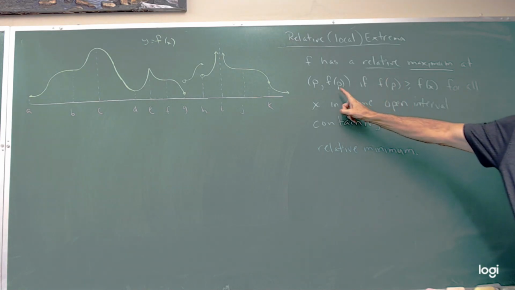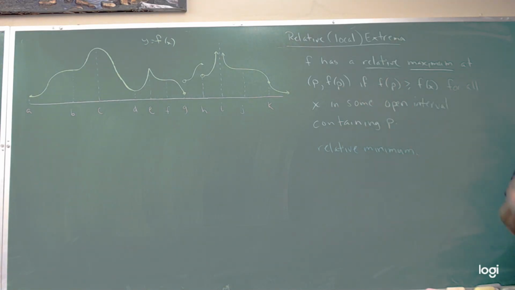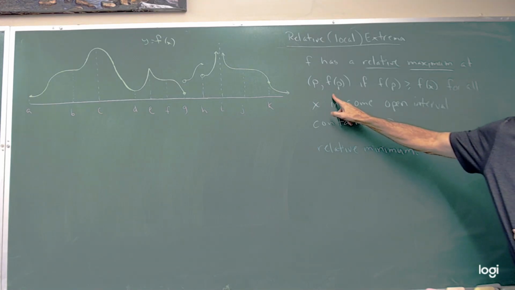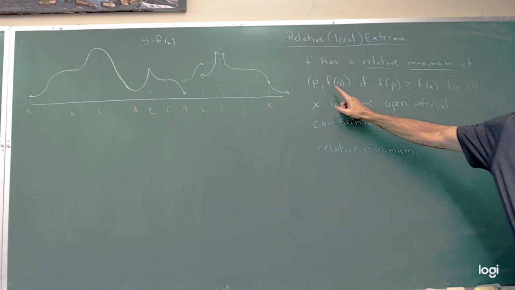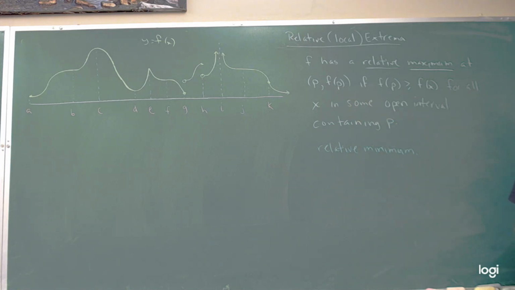Now, notice, in the world of AP, a relative max or relative min must be given as an ordered pair. It is a point. If you say that f has a relative maximum at x equals 5, you will not get the point. Okay, it's got to be 5 comma whatever f of 5 is. Okay, so it must be given as an ordered pair.